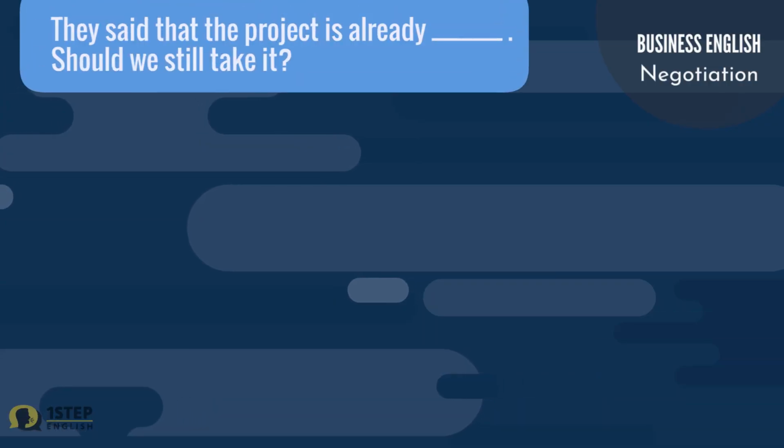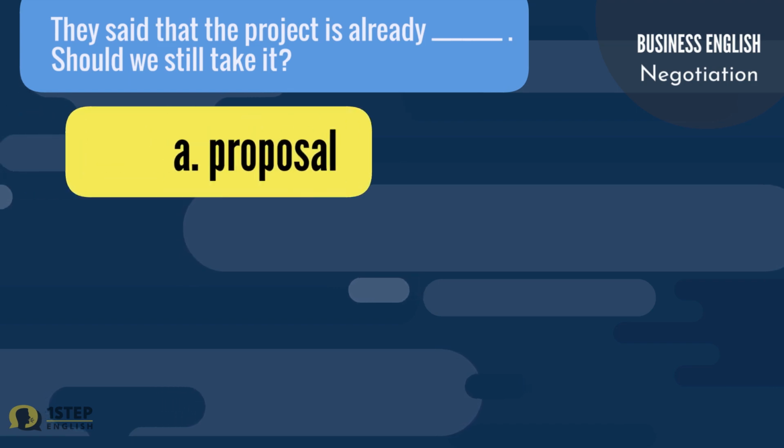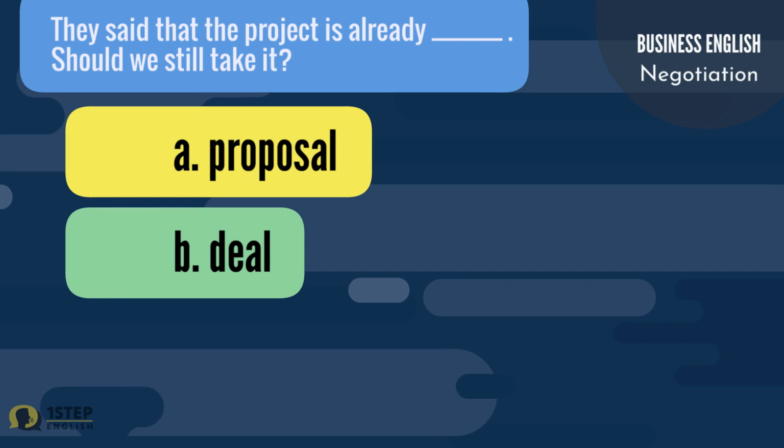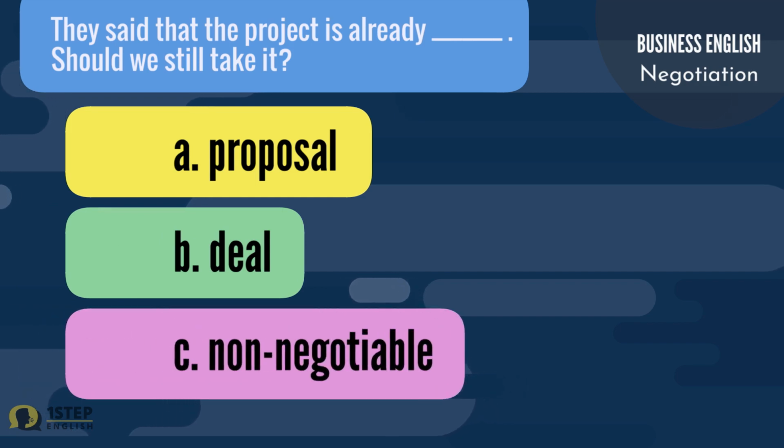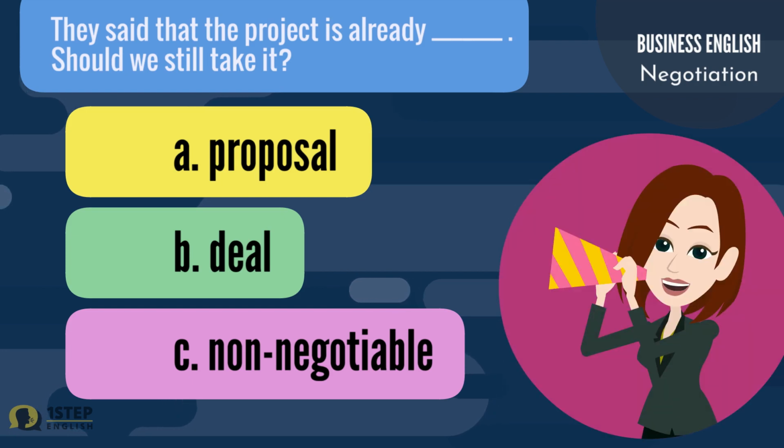They said that the project is already blank. Should we still take it? Letter A, proposal. Letter B, deal. Letter C, non-negotiable. The correct answer is letter C, non-negotiable. They said that the project is already non-negotiable. Should we still take it?